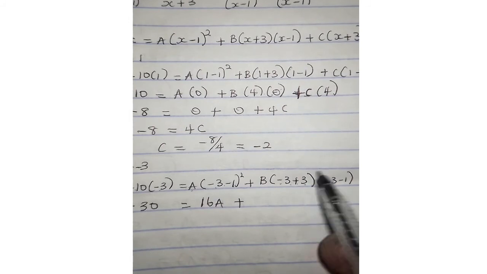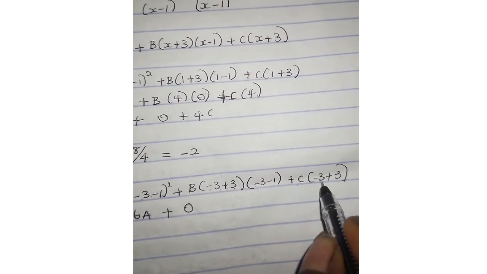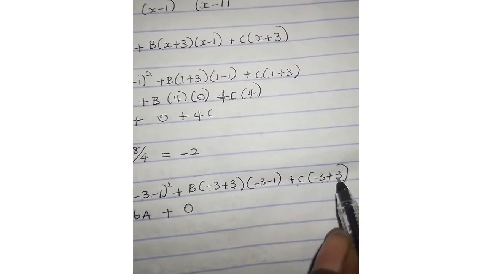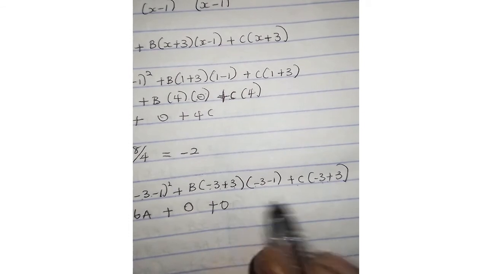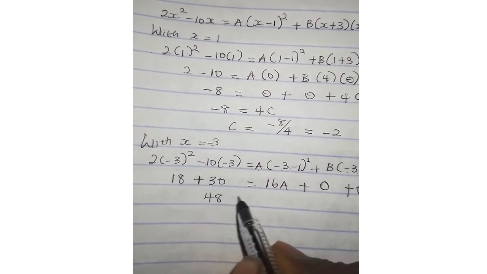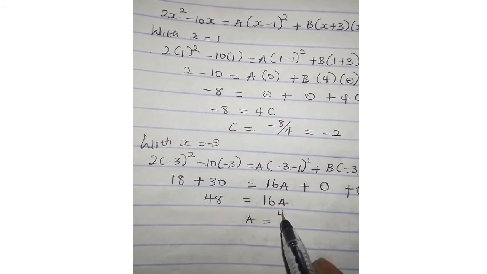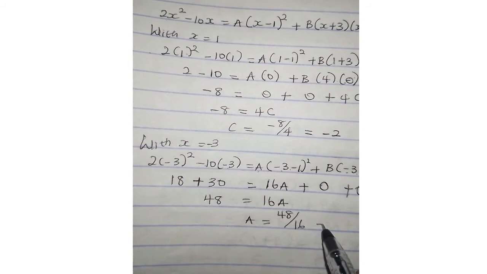So everything automatically becomes 0, because minus 3 plus 3 is 0. So we're going to have 18 plus 30 is 48, which is equal to 16a. So therefore our a is equal to 48 over 16, which is going to give us 3.